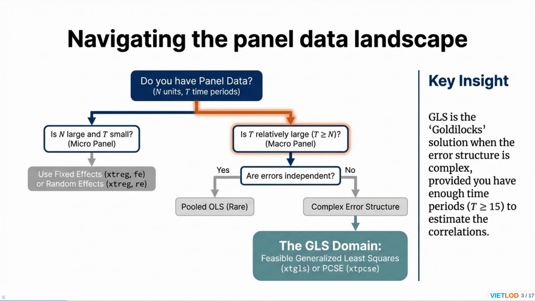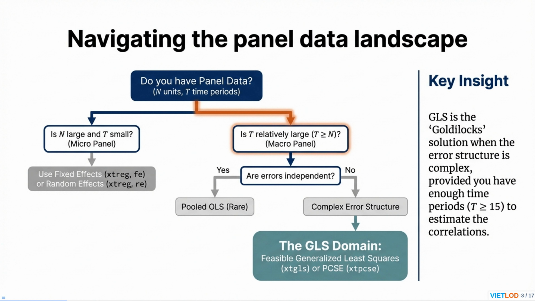However, if you are working with a macro panel, meaning your time dimension is relatively large, t is greater than or equal to n, then you enter the domain of Generalized Least Squares, or GLS. The next crucial question here is whether your errors are independent. If they are, pooled OLS might be considered, though it's quite rare for real-world macro panels. More often, you'll encounter a complex error structure, indicating that your errors are not independent.